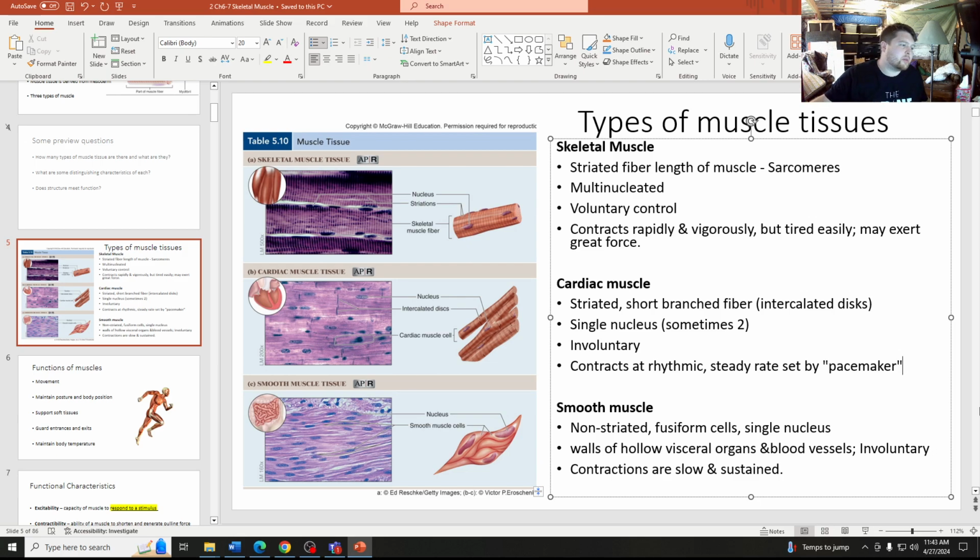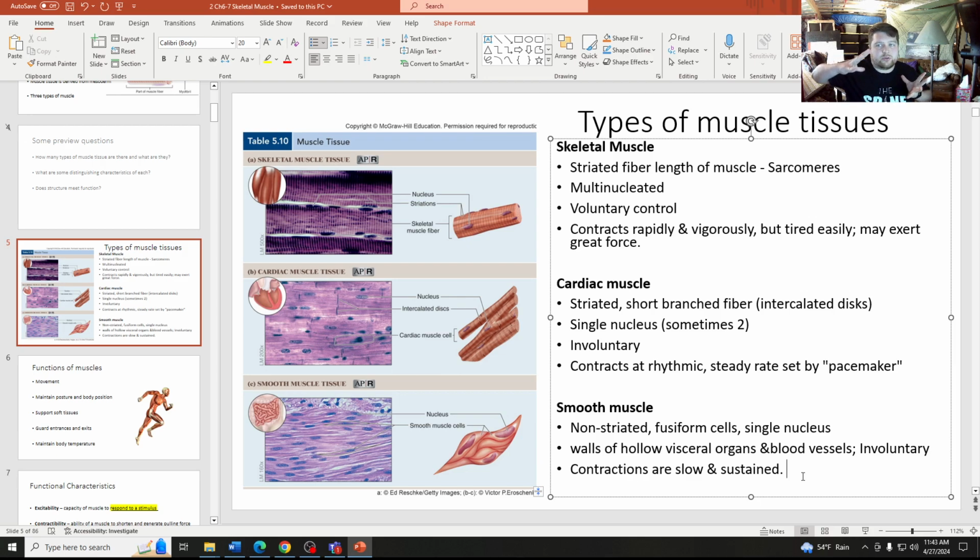Now the smooth muscle, this is going to be a lot of our organs and blood vessels, where they're non-striated. They call them fusiform cells, which have a kind of rhomboid-esque shape, and they have a single nucleus. These contractions are very slow and sustained, kind of like when we think about our stomach.